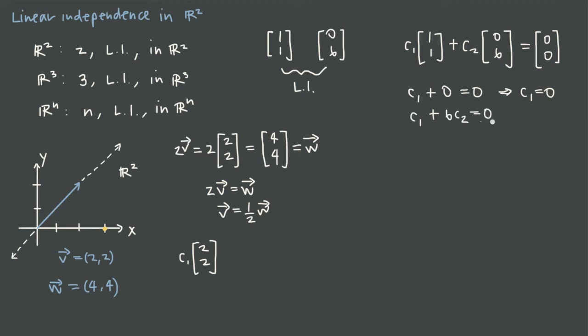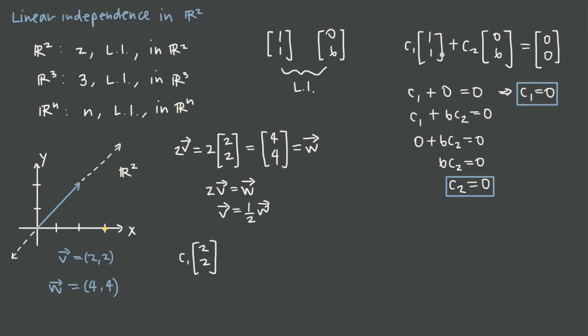so 6 C sub 2 is equal to 0. Well, in this equation, we can make a substitution. We already found C sub 1 is 0, so we'll substitute in and get 0 plus 6 C sub 2 is 0. That gives us 6 C sub 2 is 0. We divide both sides by 6, and we get C sub 2 equals 0. So the only values for C sub 1 and C sub 2 that make this equation true are 0 and 0, and so that tells you that these two vectors are linearly independent.